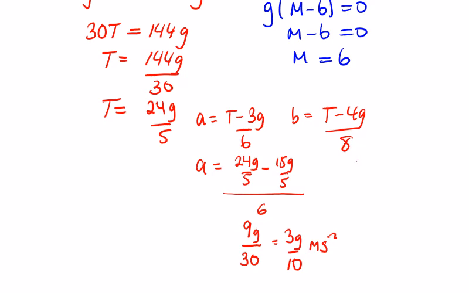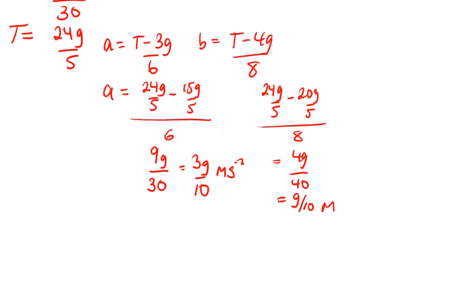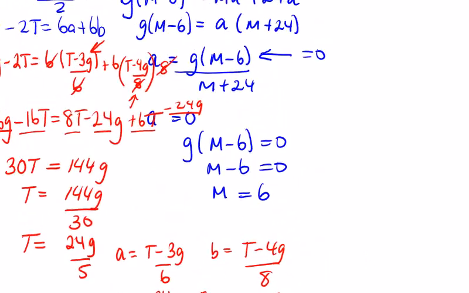is equal to 24g over 5 minus 20g over 5 divided by 8, which is equal to 4g over 5 over 8, so 4g over 40, which is g over 10. And you can write it as ms to the minus 2, or meters per second squared. So that's those two questions.